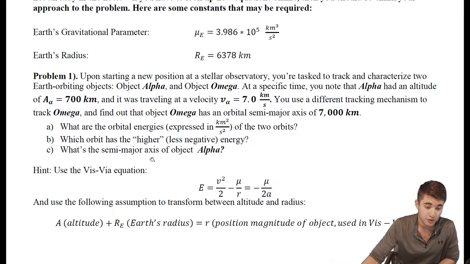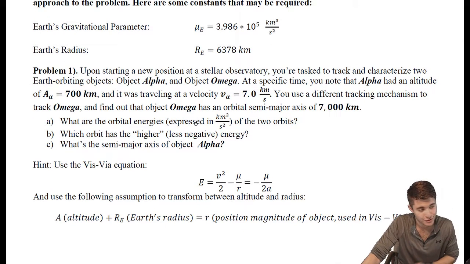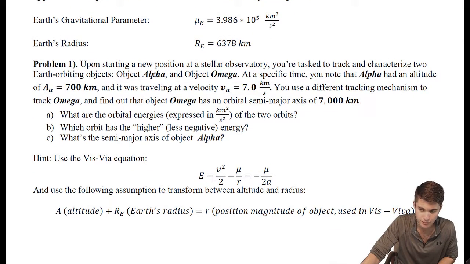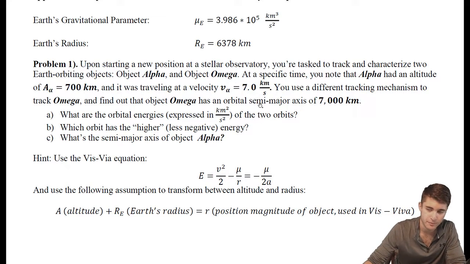So, your supervisor basically says this. I have 2 objects that I want you to track. I want you to track this new object that we're calling alpha and this object that we're tracking, omega. And he gives you some information, okay?